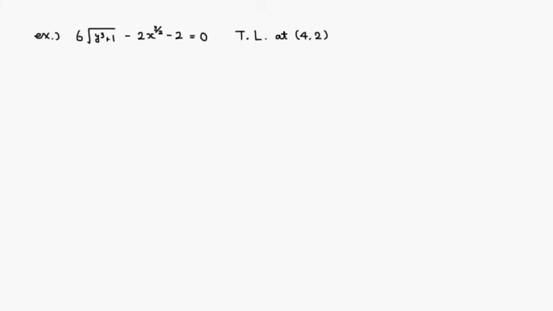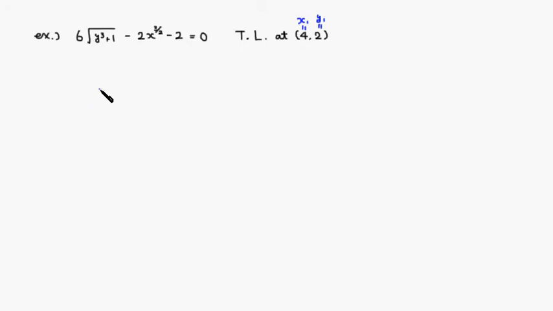Okay, let's look at another example of a tangent line problem. We want to find an equation of the tangent line to the curve of this equation at (4, 2). So let's do that. We already know that x1 is 4 and y1 is 2, so we've got the point. Now we need to find the derivative so that we can find the slope of the tangent line.